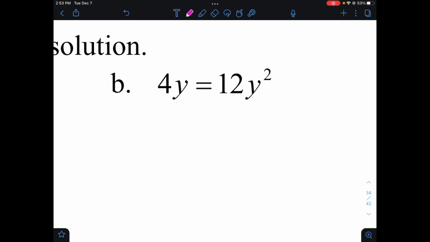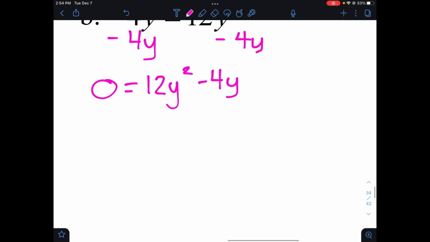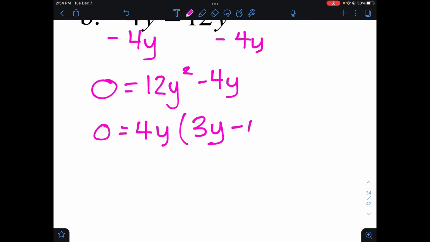Part B. I see my y squared term is over here, and I prefer that to remain positive, so I'm going to subtract 4y from both sides. So don't forget, I get 0 equals 12y squared minus 4y. All right, I only have two terms. I notice that they both have a y in common and a 4, so I'm going to factor it. So I'm going to factor out a 4y. That leaves me with a 3y minus 1.